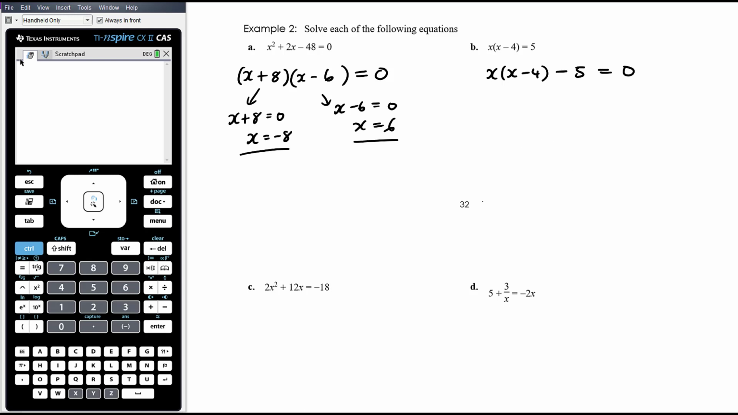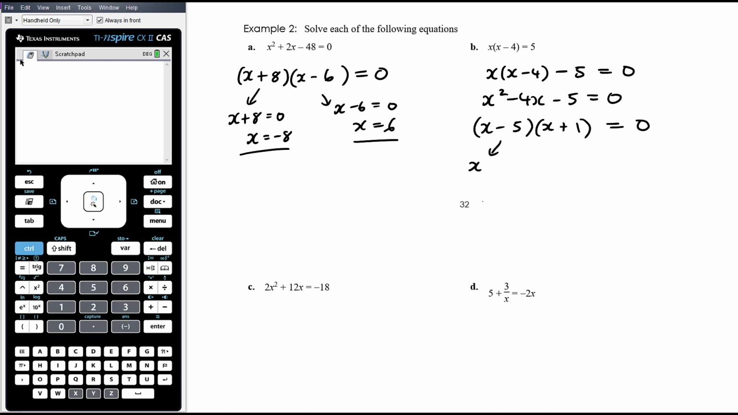Okay, so what we actually need to do here is expand out the left-hand side so that we can then properly factorize it. So this is x squared minus 4x minus 5 equals 0. Now we've got a simple quadratic that we can factorize. We're looking for factors of negative 5 that add up to negative 4. So that's going to be minus 5 and plus 1. So there's our fully factorized form.